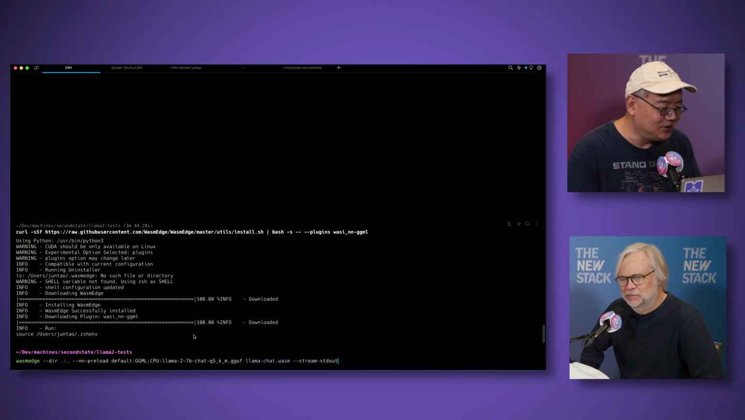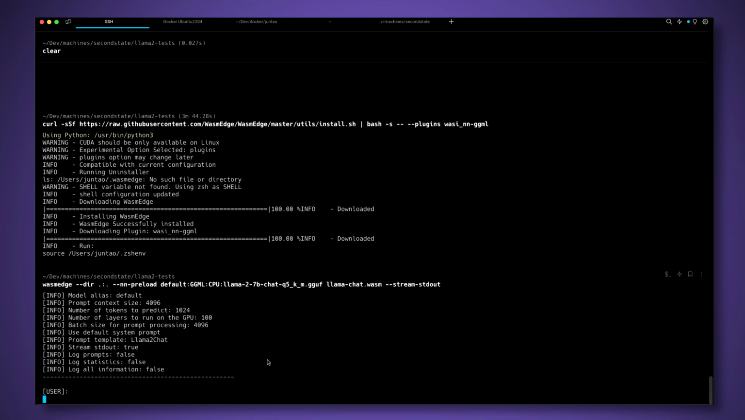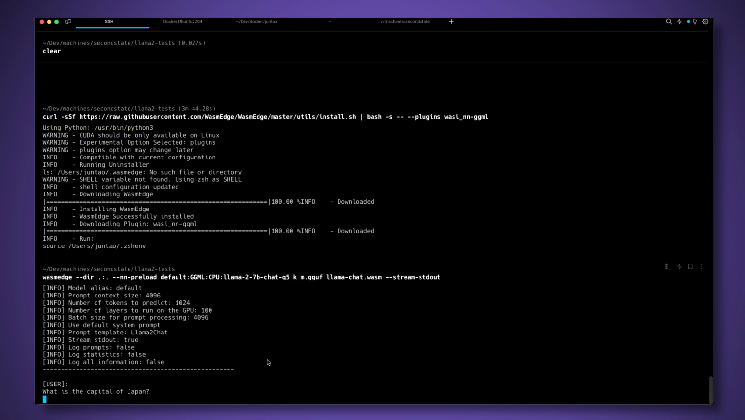So the inference is really also one single command. You use WasmEdge, the runtime, and you load the large language model, which is the one that we have just downloaded, and then run the application, the Llama chat.wasm application. Now it asks the user a question. That's up and running. So let's say, what is the capital of Japan? Let's see if the large language model knows this.